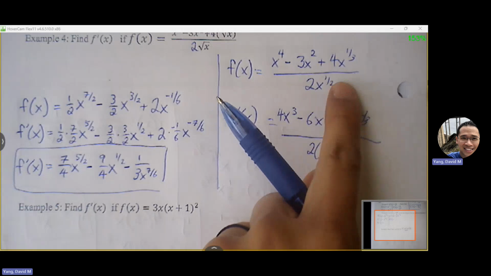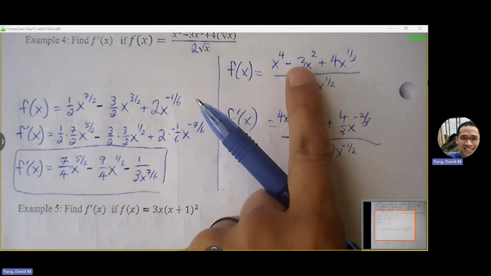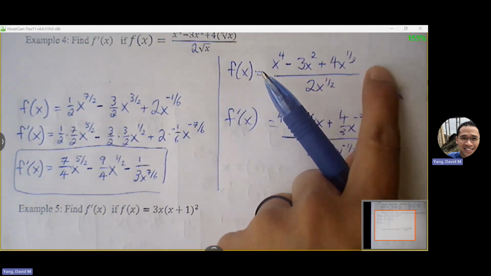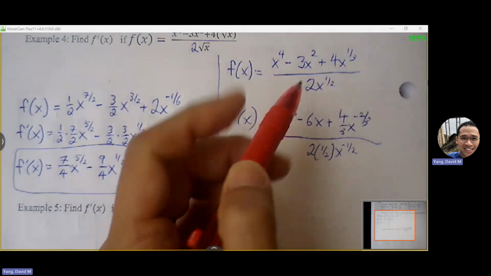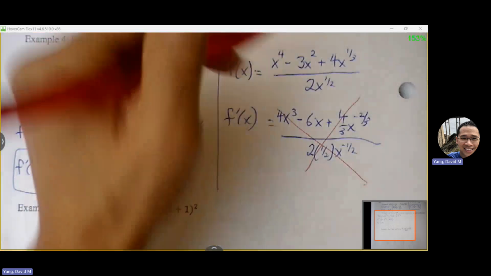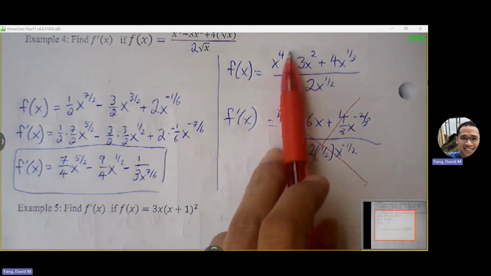Now, if every term was nicely separated, if it was x to the fourth minus 3x squared plus 4x to the 1/3 minus 2x to the 1/2, and there's no connection with division, if everything is nicely separated as plus or minus, then you can find the derivative separately. But because they're connected like this, we can't just jump into power rule when these are connected.